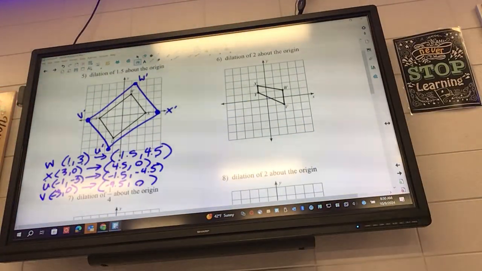Okay, number 7, it says a dilation of 1 over 4 about the origin. Okay, first of all, what is 1 over 4?